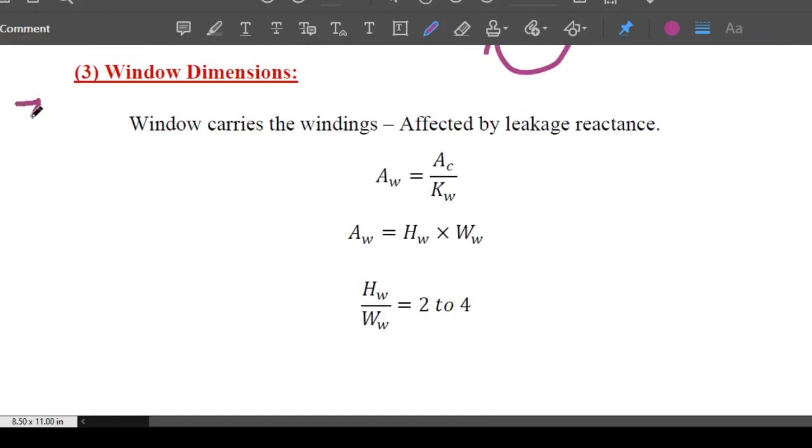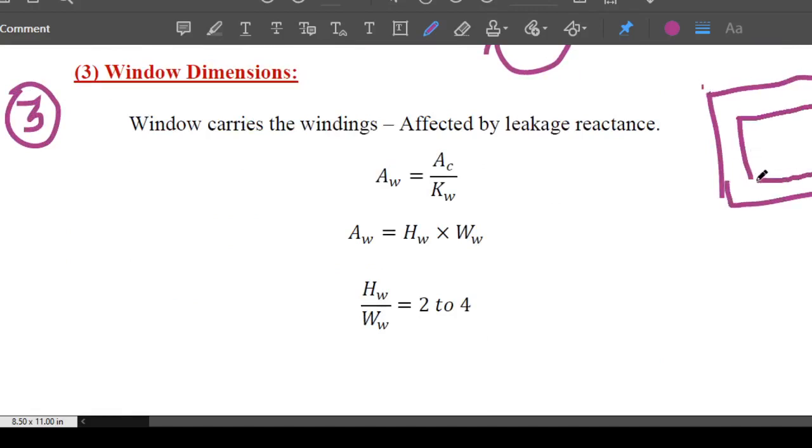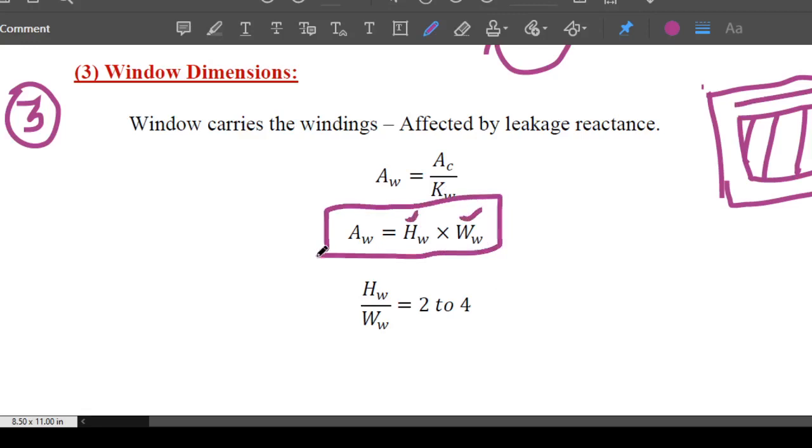And third one is window dimensions. What is a window? If you consider a single phase transformer, the center portion is called the window. This portion is the window, and it is made up of two things: one is width, another one is height. So height of the window and width of the window give the area of the window.